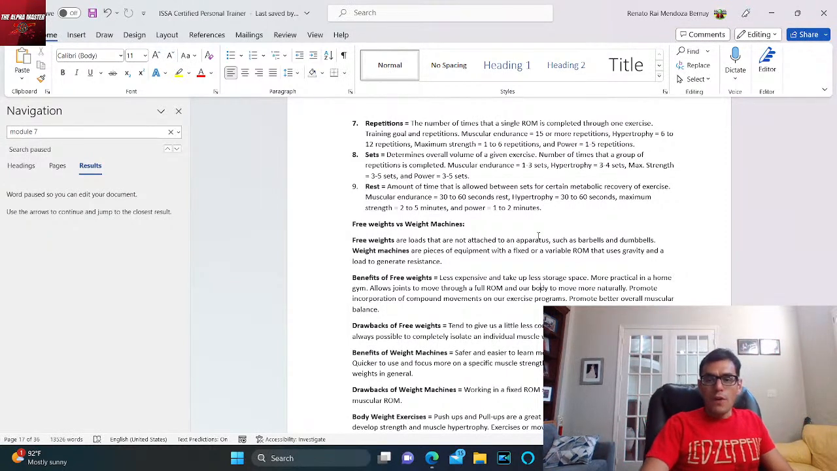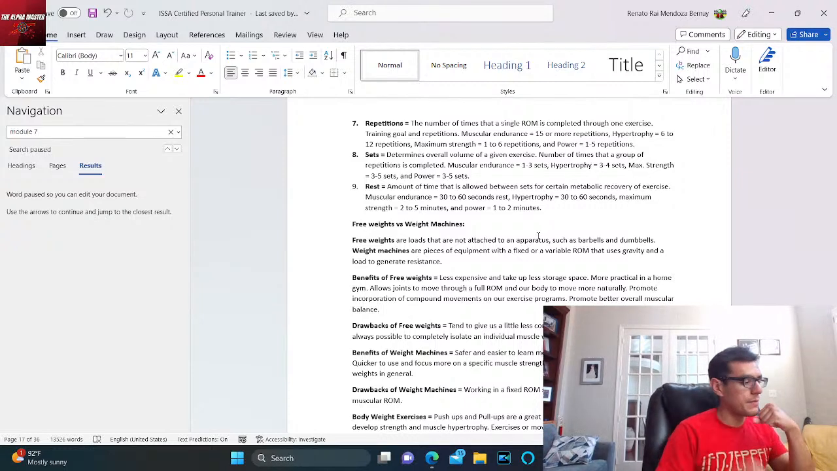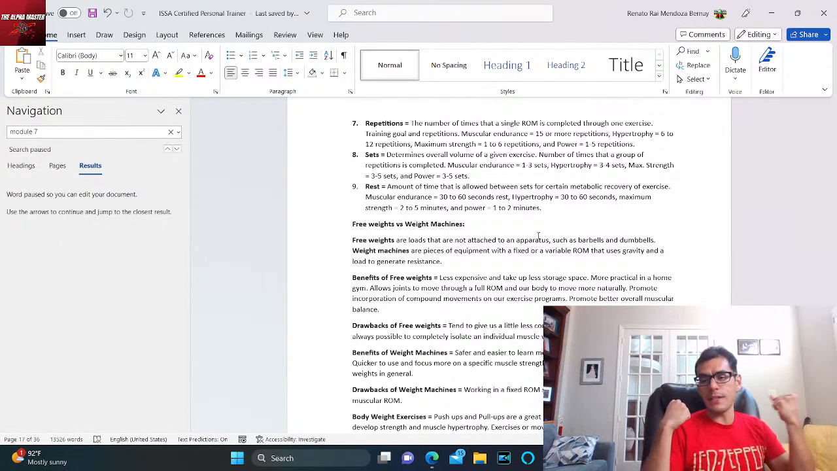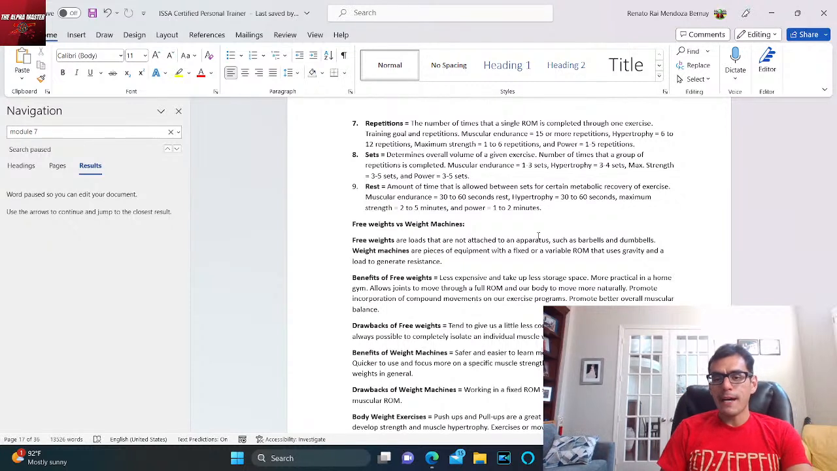Now, the benefits of weight machines are that they are safer and easier to learn movement patterns on than free weights. They are quicker to use and focus more on specific muscle strength.